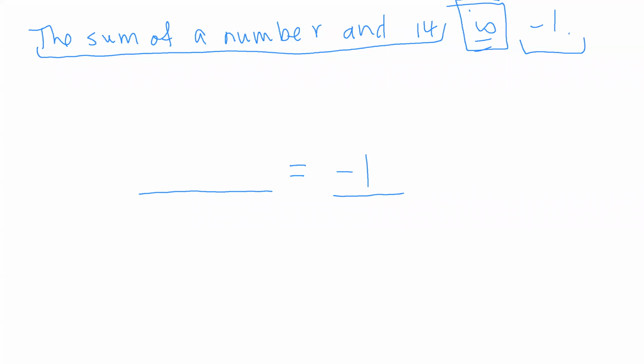Now, in this case, the left-hand side is the one that's a little more complicated. First of all, we have to look for what operation we're dealing with. Sum means plus. We need to figure out what our variable is. It's just a plain old number. And then we're going to take that number, some unknown, in this case x, and we're going to add it to 14. So we would say x plus 14 is -1. So this translates the sum of a number, x, and 14 is -1. And here you have it.